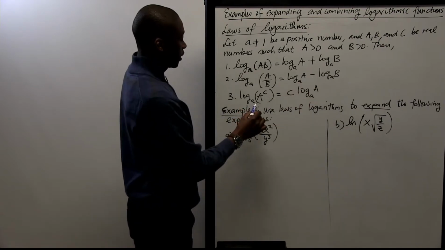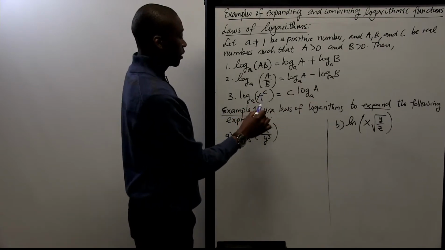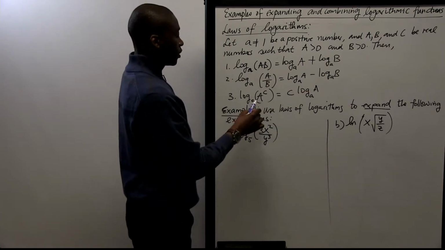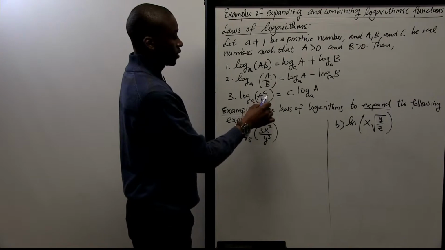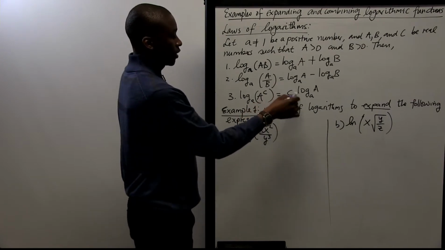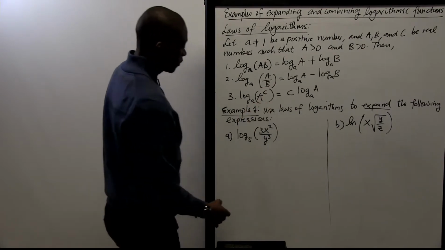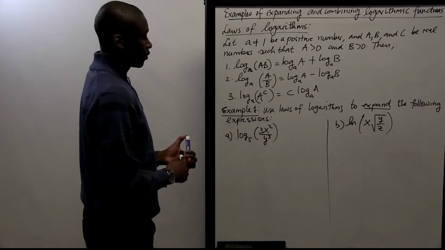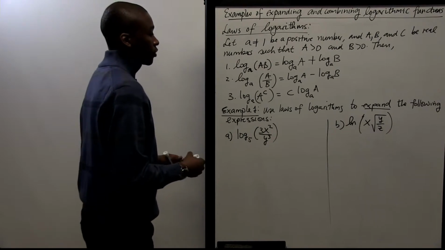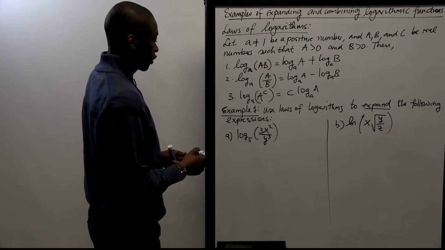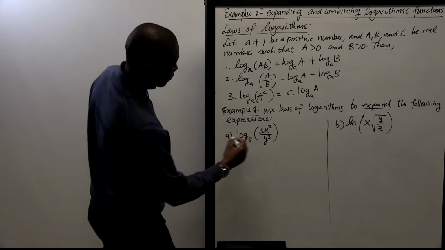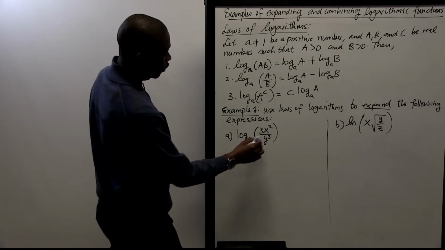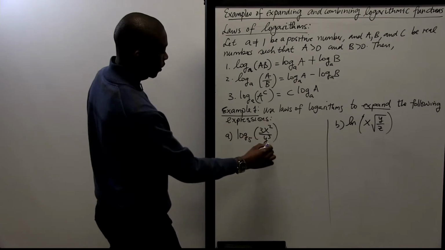And log base a of A to the power of C is the same thing as C times log base a of A. In other words, the log of something with an exponent is the same thing as just pre-multiplying by the exponent. So now let's look at example number 1, where we want to use laws of logarithms to expand the following expressions. Looking at part A, we have log base 5 of a quotient, 3x squared over y cubed.